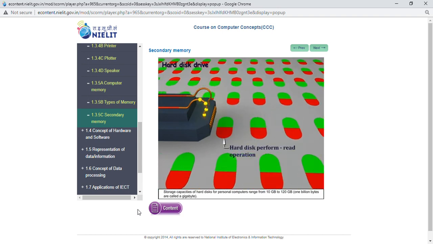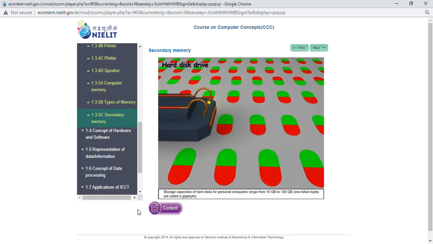Storage capacities of hard disks for personal computers range from 10 GB to 120 GB, where 1 billion bytes is called a gigabyte.